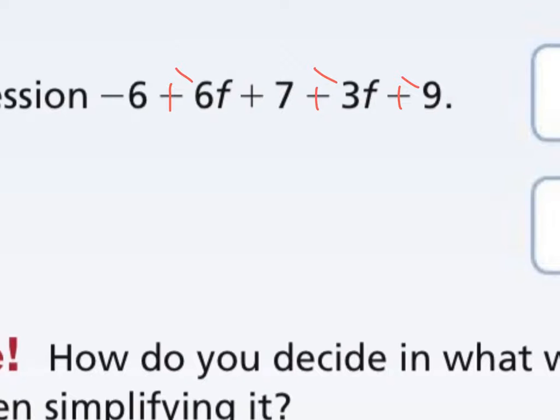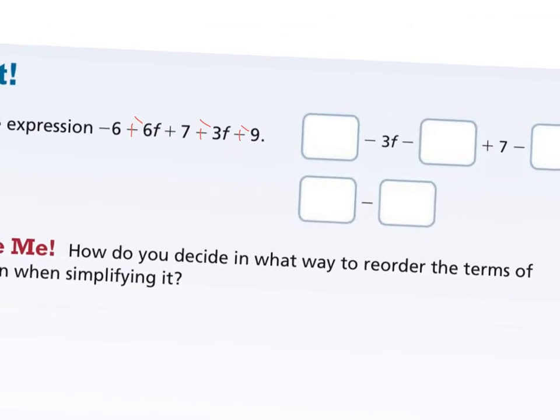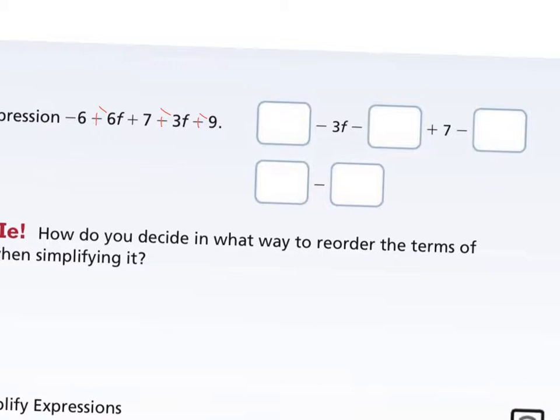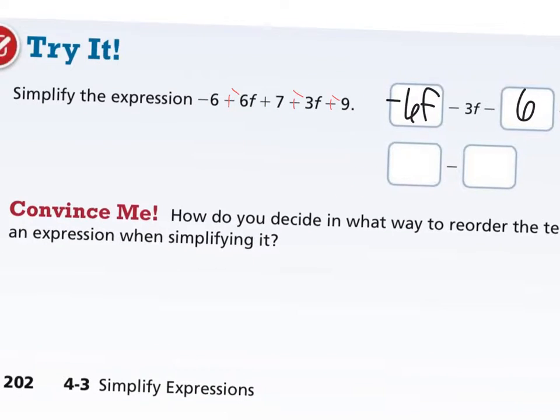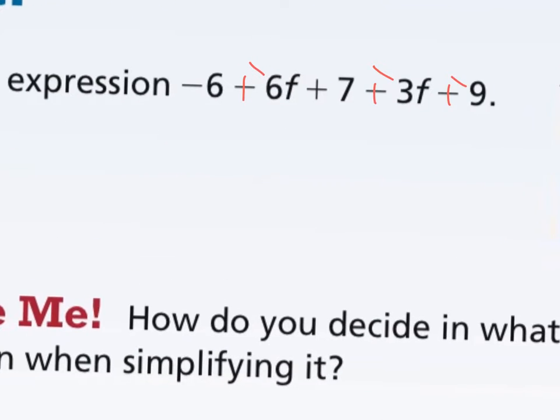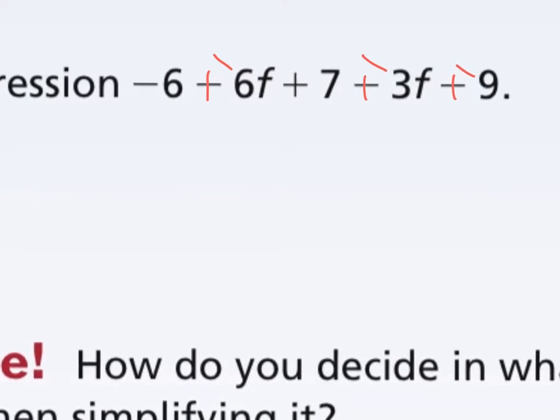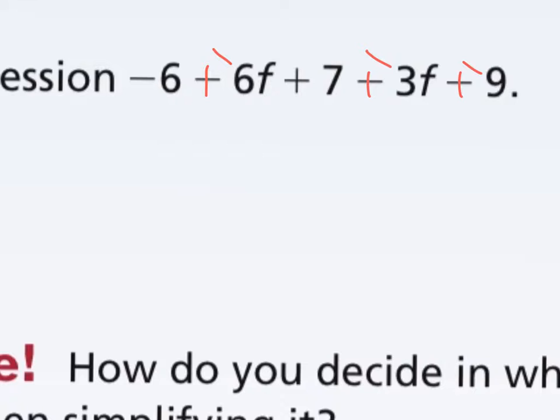Again, the book is rearranging this. If you notice the blanks, they're basically rearranging these so they get the F's all together. So if you wanted to fill in the blanks, we could put negative 6F in the first blank, and then a 6 in the second blank, and a 9 in the third blank. But like I said, realistically, I would just do it this way, add the opposites, and then just try and look for like terms.